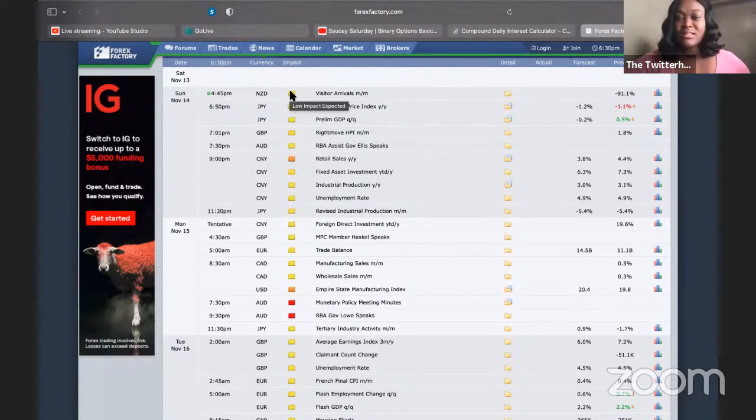But yellow folder is not that big a deal. Orange folder, I would reduce my risk. So if I'm trading 1%, I'm going to risk 0.5%. Red folder, like I stated, we're not going to trade any currency pair that has that period because that's high impact, right? And there's one other color, gray, that is for holidays, bank holidays.